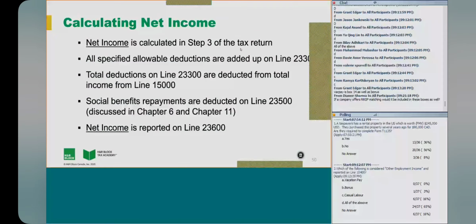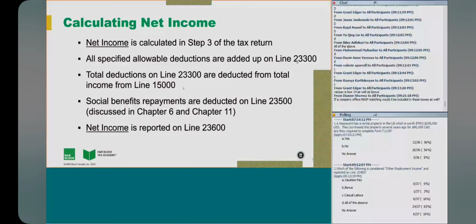So after we have calculated net income, to sum up, we calculated it in step 3. All specified allowable deductions are added up on line 23300. These are then deducted from the total income on line 15000. Social benefits repayments, which we'll talk about in chapters 6 and 11, are deducted on line 23500 to give us the net income on line 23600.